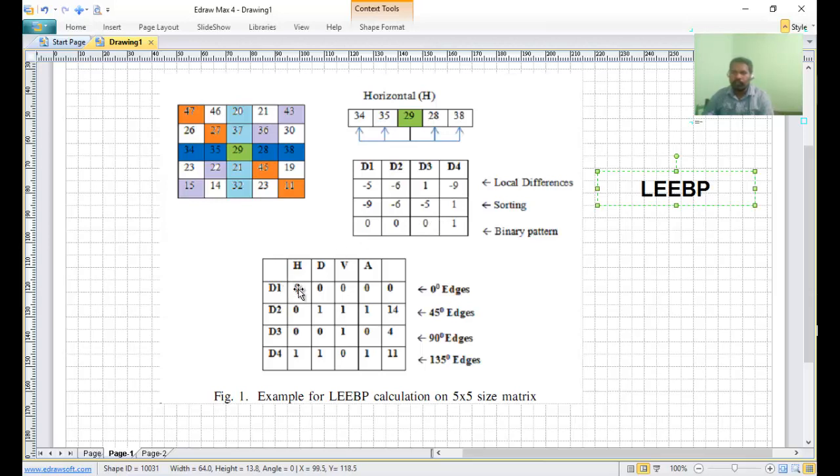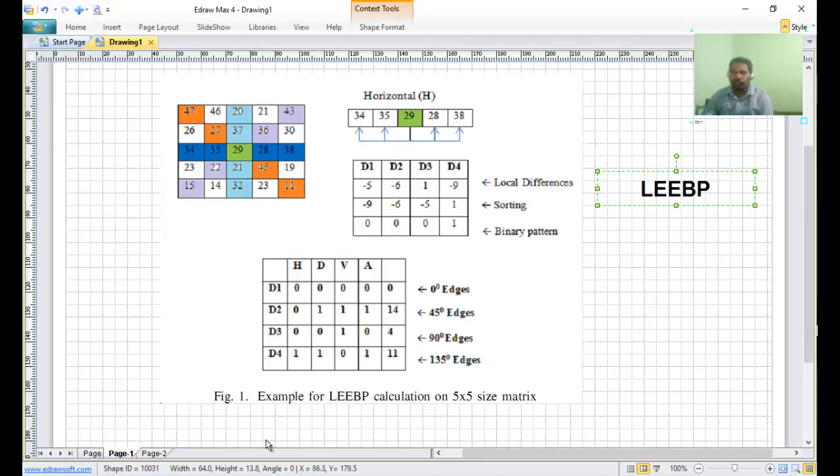It's nothing but 0, 0, 0, 0, 1. This is horizontal, another one is diagonal, then vertical, and then another diagonal. So we have taken different values. Then it is converted into a decimal value. Now, compared to LBP, this LEP has more important information. It automatically improves the image retrieval accuracy, or the image classification level.